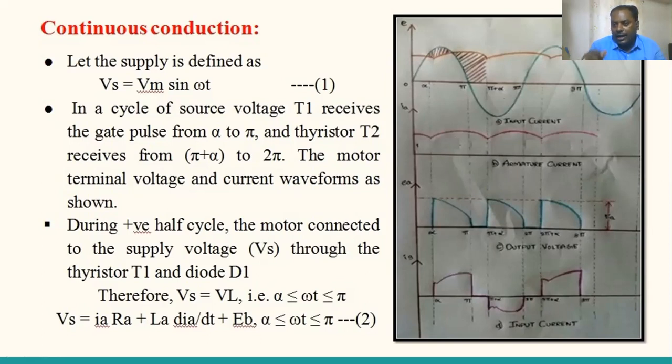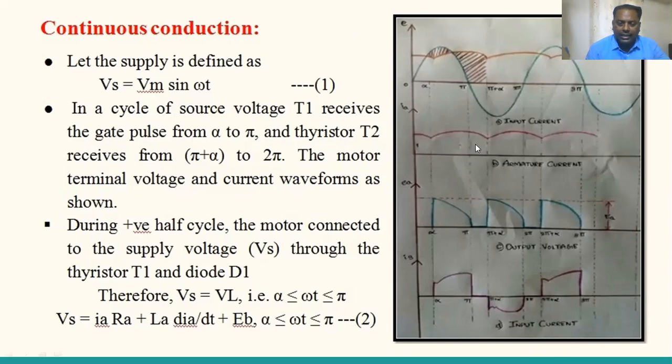We are doing the analysis that also belongs to the average output voltage and the average output current. Similarly, the supply voltage is also given here. In a cycle of source voltage, T1 receives the gate pulse from alpha to pi and T2 receives the gate pulse from pi plus alpha to 2 pi. So the motor terminal voltage and current waveforms are as shown.